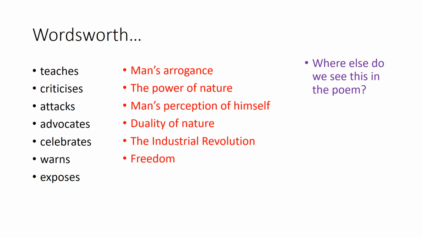and going, right, where else do we see this in the poem? Well, the man's arrogance, well, he steals a boat, doesn't he? He thinks he's in control, and he can do that. That's quite an arrogant thing to do. Why does the poet have this stance?